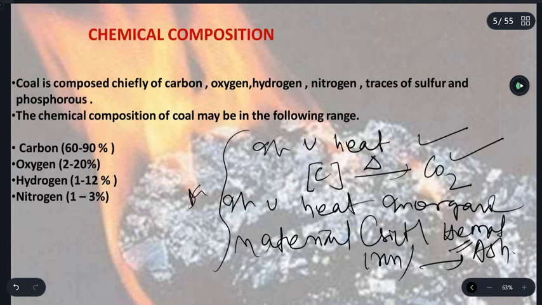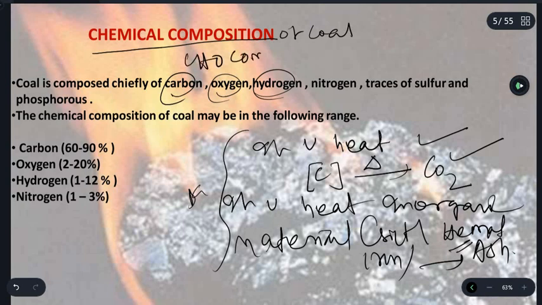Okay? So if you look at the chemical composition of coal, it is mainly composed of carbon, oxygen and hydrogen. It is the same as petroleum, CHO. This is called the CHO compound. These are the major compounds.